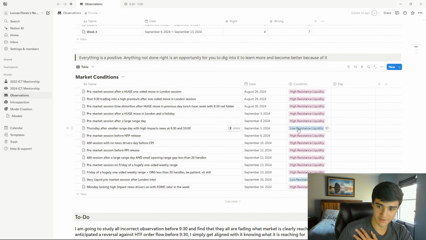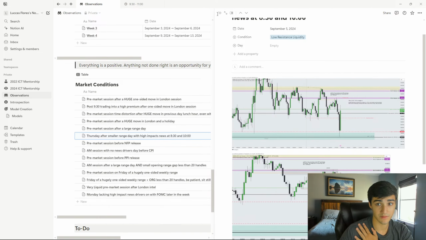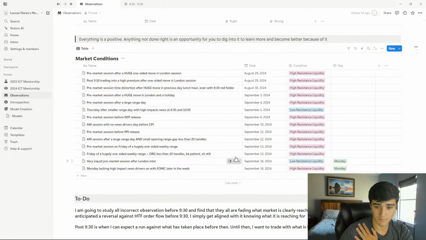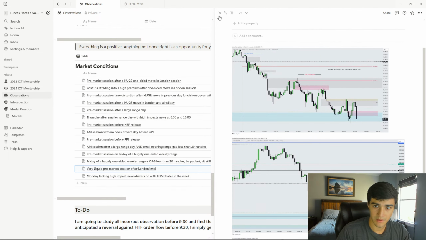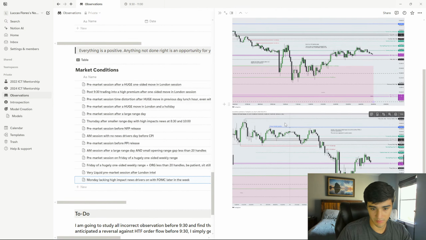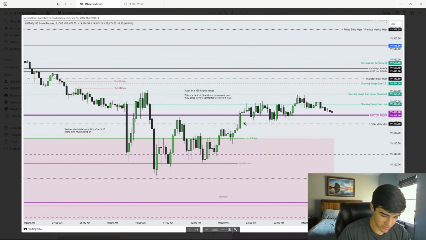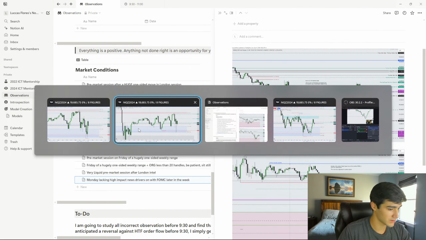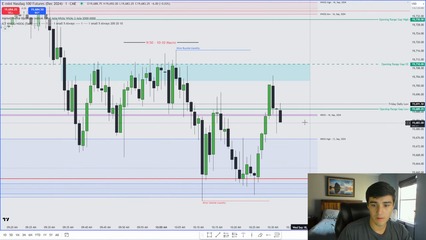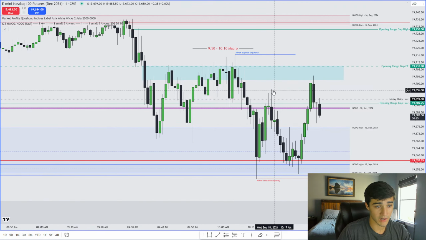High resistance liquidity conditions, low resistance liquidity conditions. Knowing the difference, knowing when the market is moving in a way that gives me high probability trading opportunities versus the exact opposite, low probability conditions. Like this, bad price action, just trading sideways, not going anywhere. Which is kind of what we're seeing today. Not kind of, it is what we're seeing today.